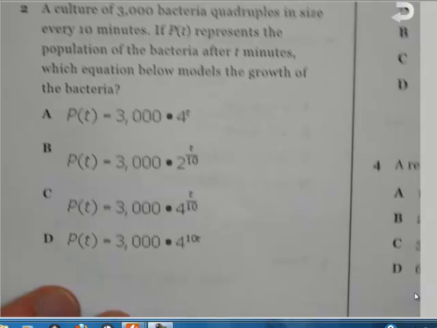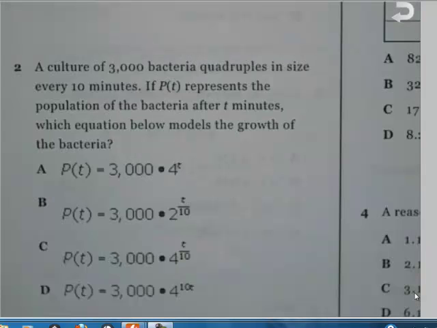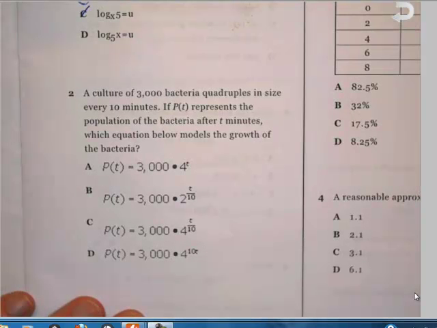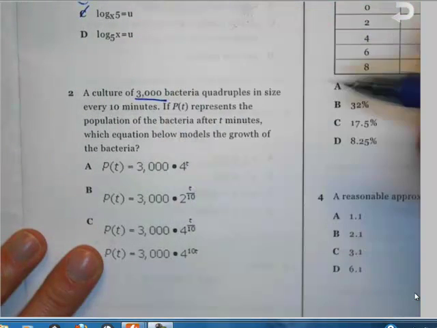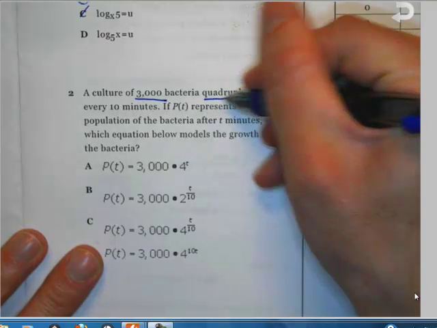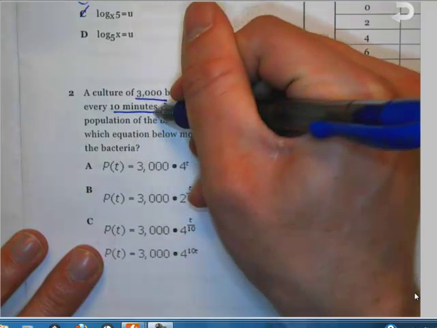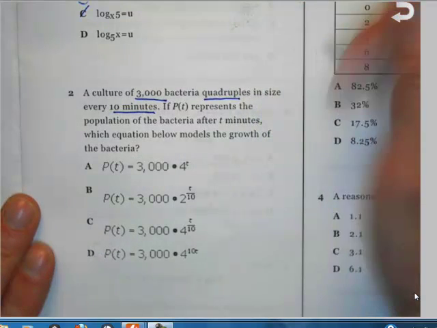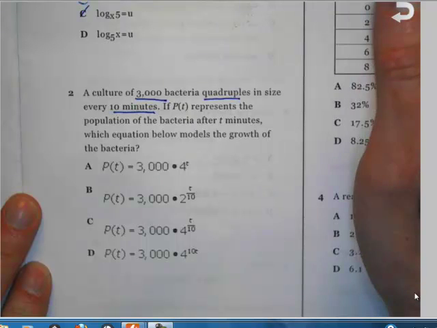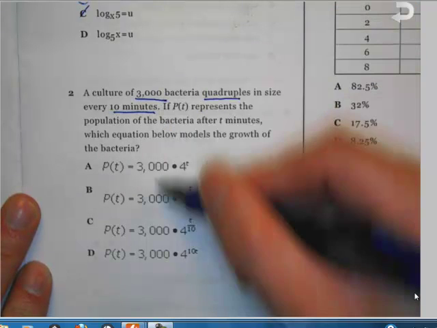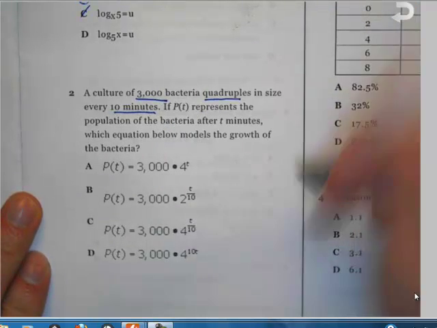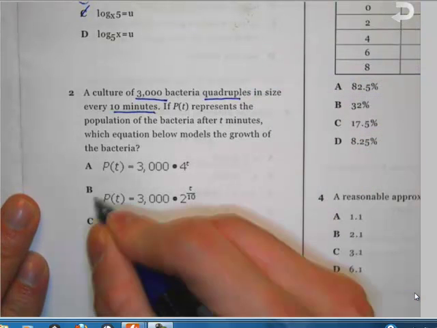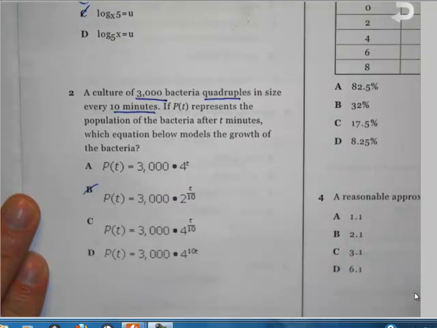You have, let me zoom this out. You have a culture of 3,000 bacteria that quadruples in size every 10 minutes. f(t) represents the function, which of the following works. Now, 3,000 bacteria, they all have the same leading coefficient. That doesn't eliminate anything. Well, it says quadruple. To quadruple is to multiply by 4, so B is clearly and obviously wrong.